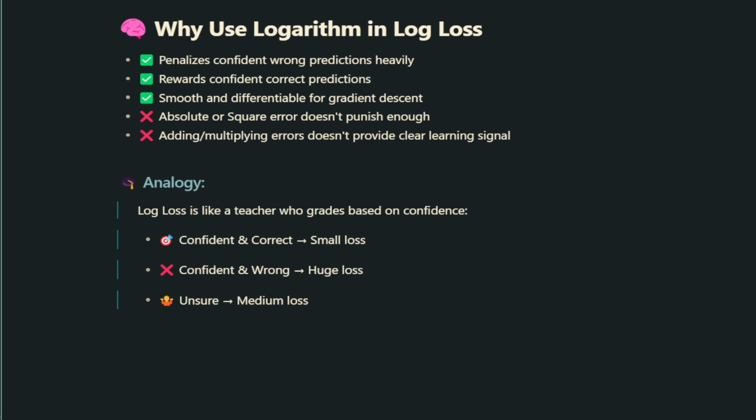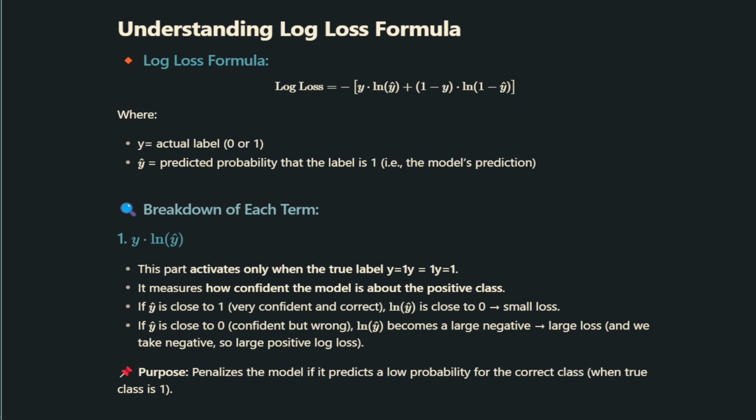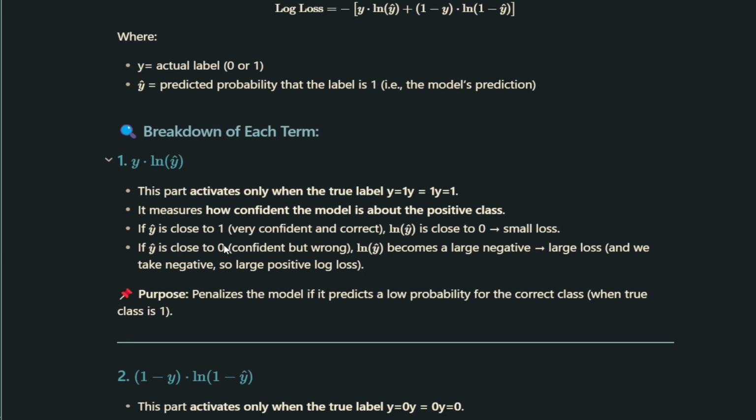Now let's carefully look at the log loss formula. The formula is: log loss is equal to minus y dot log y hat plus 1 minus y dot log 1 minus y hat. Here, y is the actual label, which is either 0 or 1. Y hat is the predicted probability that the label is 1. Now let's break this down into two parts.